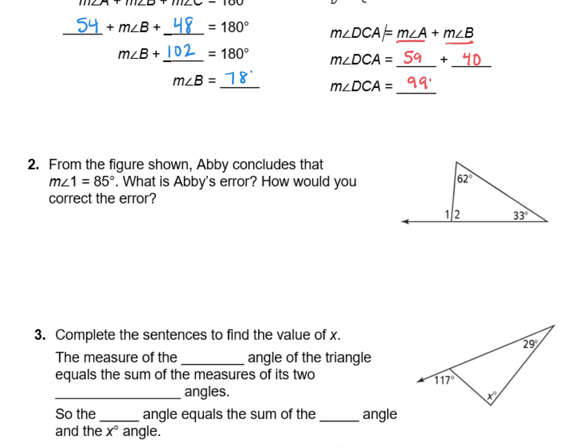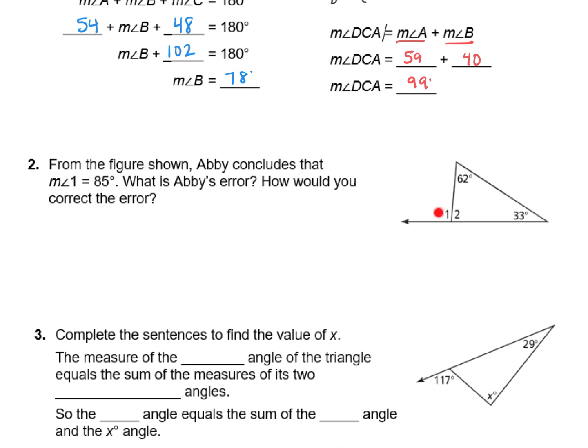All right, so from the figure shown, Abby concludes that the measure of angle 1 is 85 degrees. What is Abby's error? How would you correct the error? So first of all, let's just figure out what we think the measure of angle 1 is.